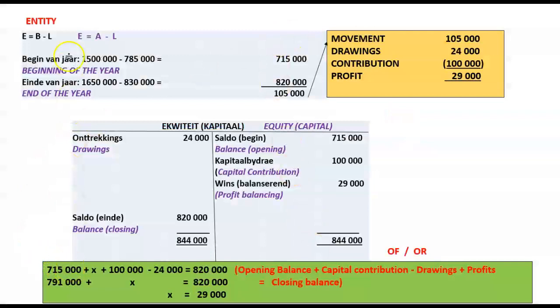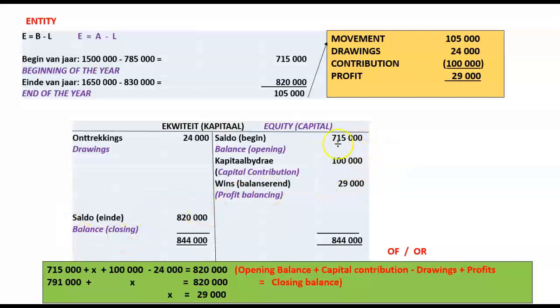We can say, well, what is our equity at the beginning of the year? What is our equity at the end of the year? Our equity in the beginning of the year, assets less liabilities, was 715,000. Equity at the end of the year, assets less liabilities, is 820,000. So if I put it in a T account format, I'm going to say my opening balance is 715,000. My closing balance of my equity account equals 820,000.